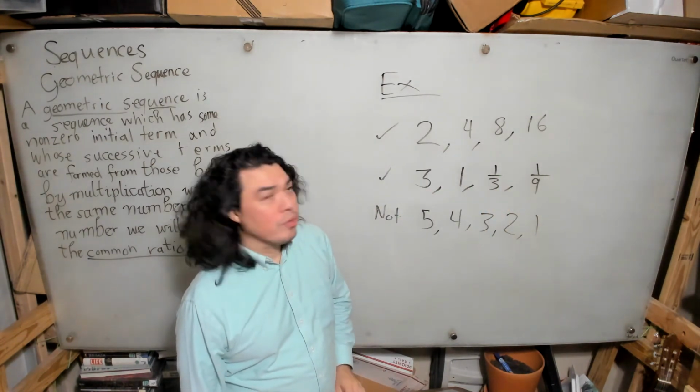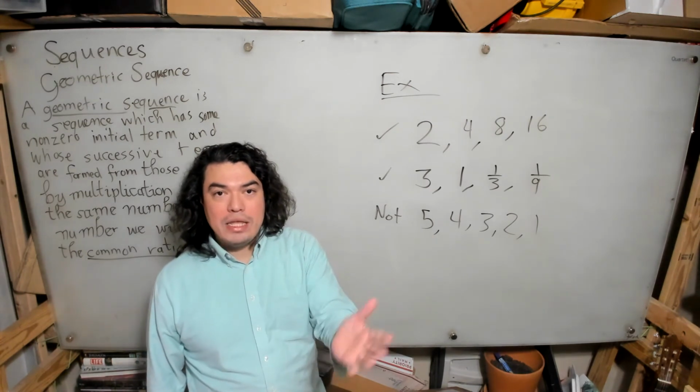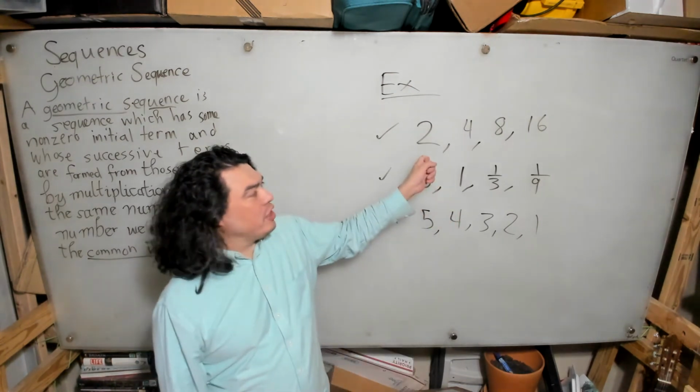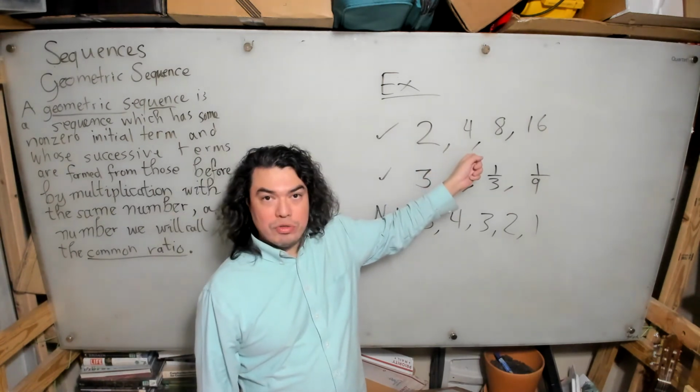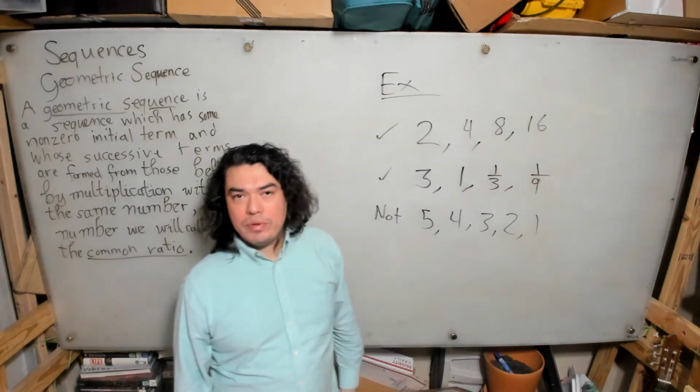The reason, and of course you can already see here, why did it have to be a non-zero initial term? If this term was 0, then if we multiply it by anything, the next term will be 0, the next term will be 0, and that's not really interesting, okay?